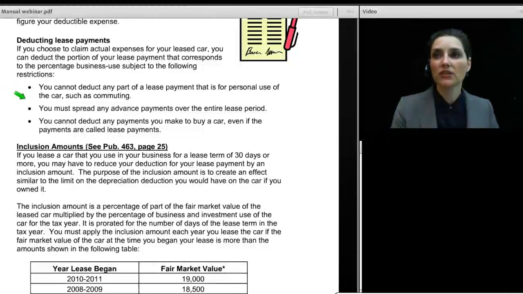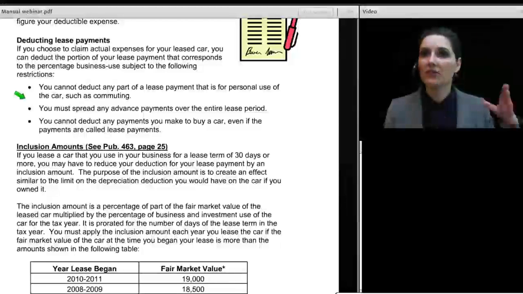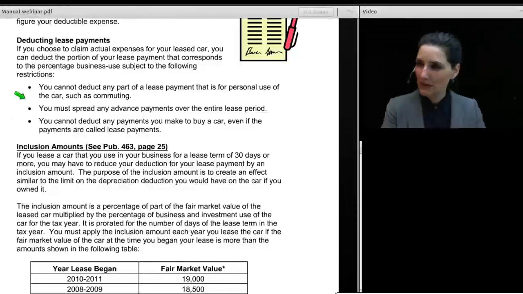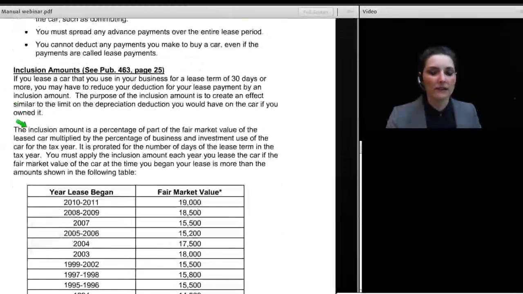So for example, if you had to pay $2,000 down when you took out that lease, that $2,000 down payment has to be spread over the life of the lease. You don't get it up front as a lease payment in that first year. You cannot deduct any payments you make to buy a car, even if the payments are called lease payments.